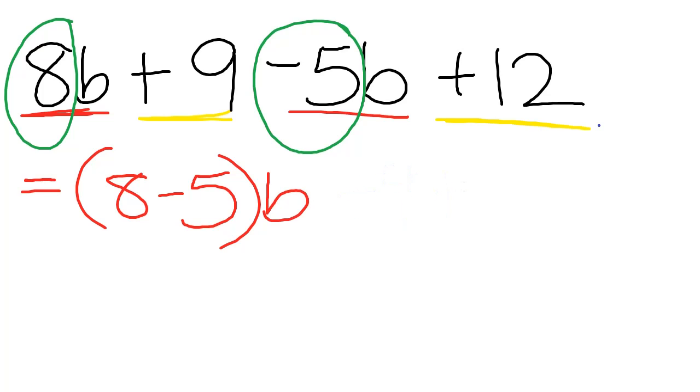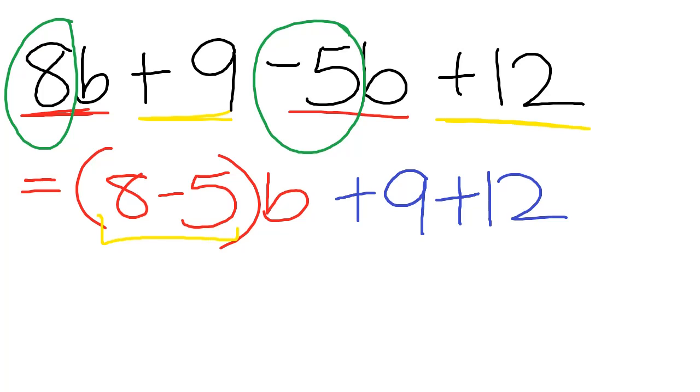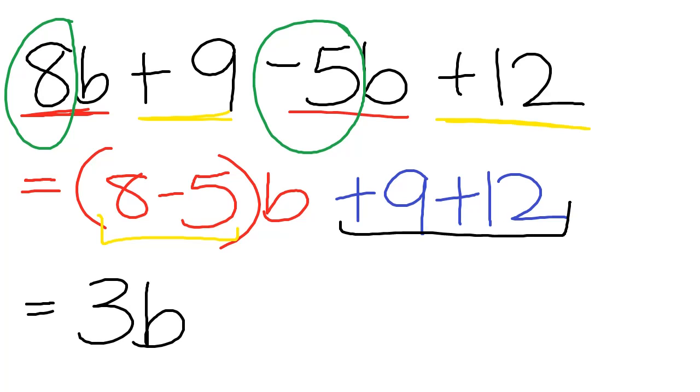And we can also add plus 9 and plus 12 because they are both integers, even though they don't have a variable. Again, you don't need to write the step down, it's just for personal understanding. So here, first of all, we would need to do 8 minus 5. So that would be 3, and it's being multiplied to our variable b. And then we can do this step over here, 9 plus 12, which is going to be 21. So 3b plus 21 would be our answer for this.